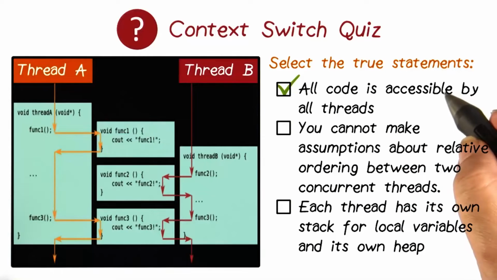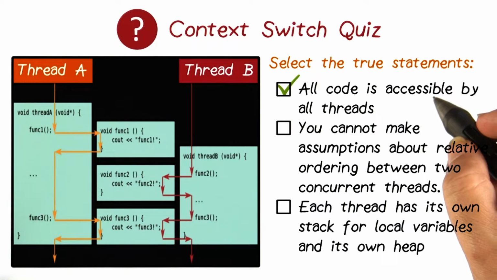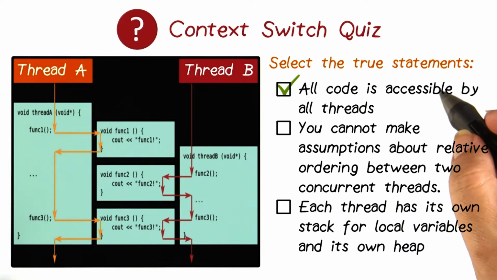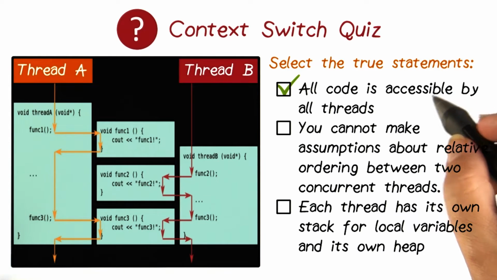So all the code is accessible by all threads. That is true because the thread can really select the part of the code it executes by using its thread ID, but all code is as such accessible and is shared across threads.